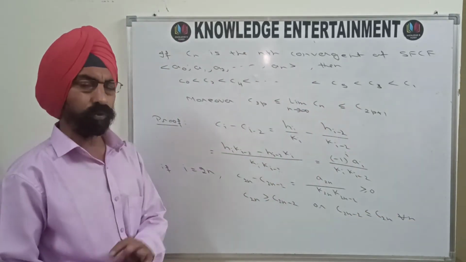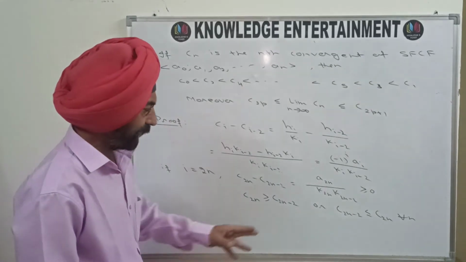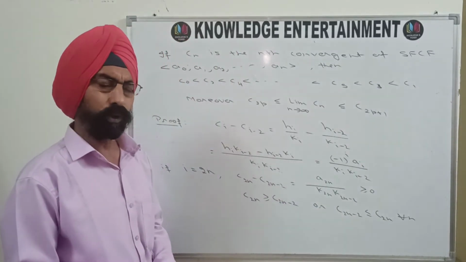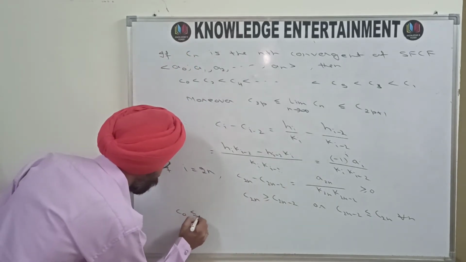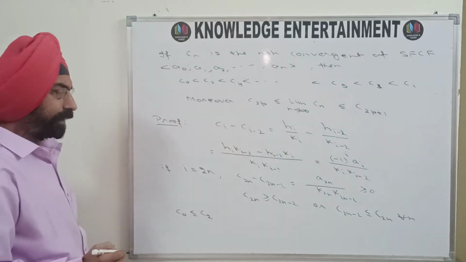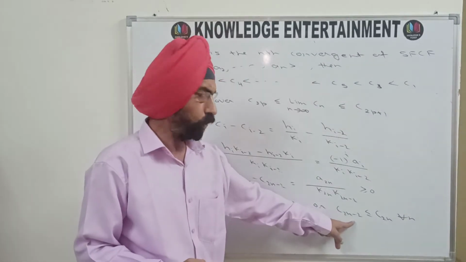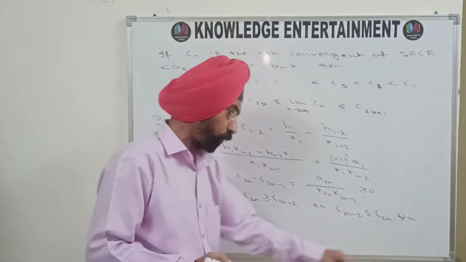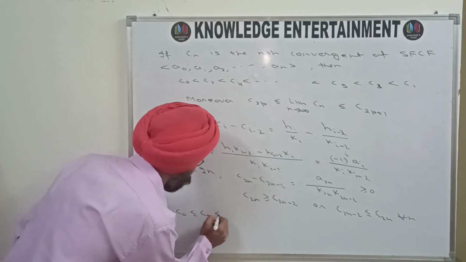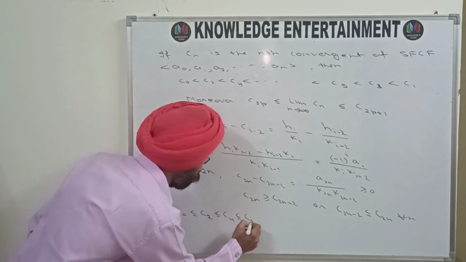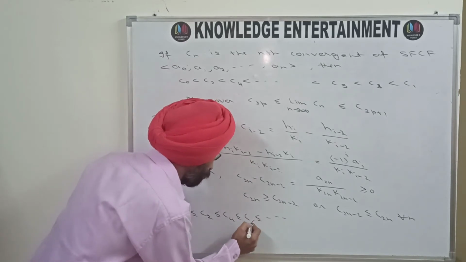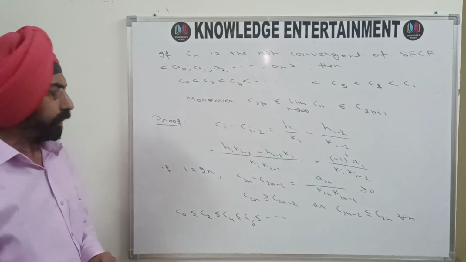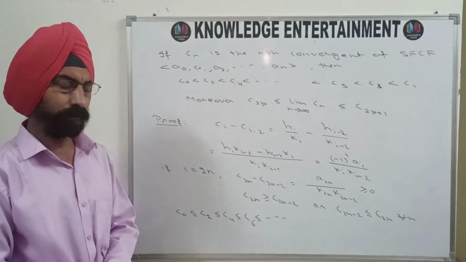Now put n equal to 1, 2, 3, 4 and so on. Putting n equal to 1, what you are going to get here, C0 is less than or equal to C2. Then put n equal to 2. So C2 is less than or equal to C4. So C2 is less than or equal to C4 is less than or equal to C6, because we are dealing with even convergents. So this is the one result.